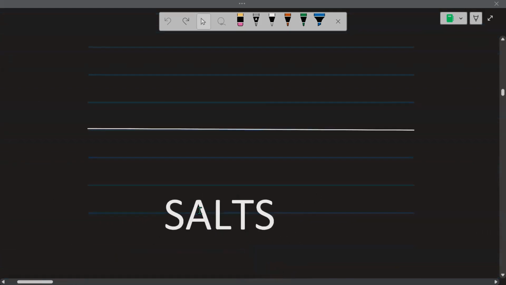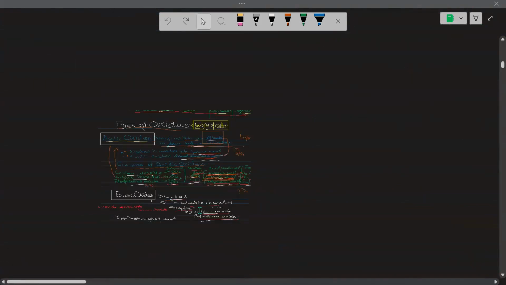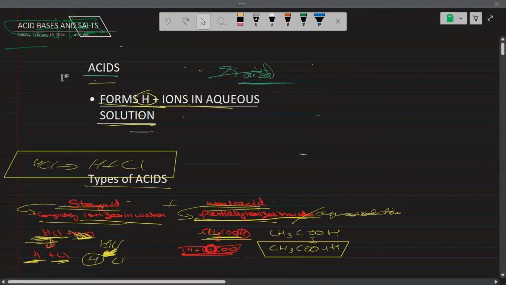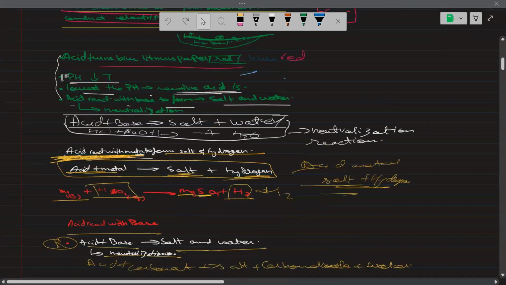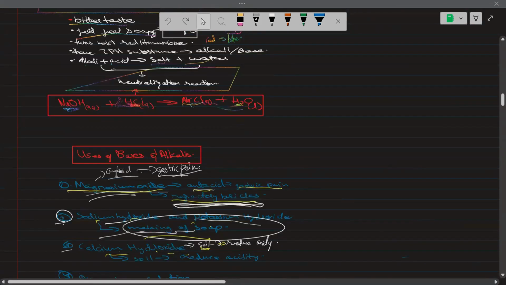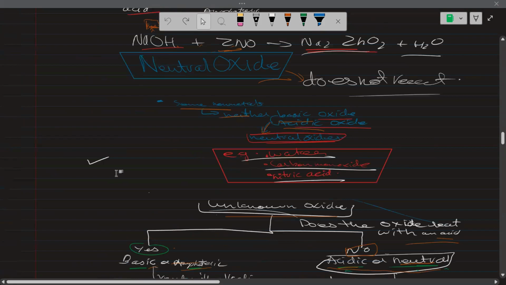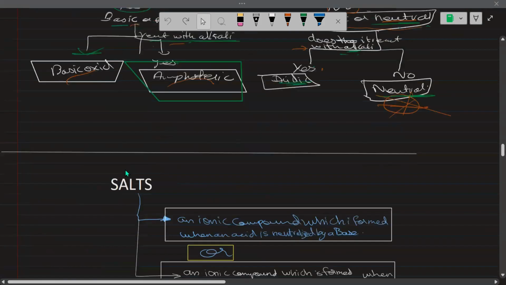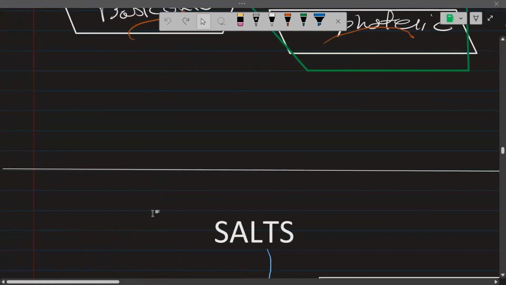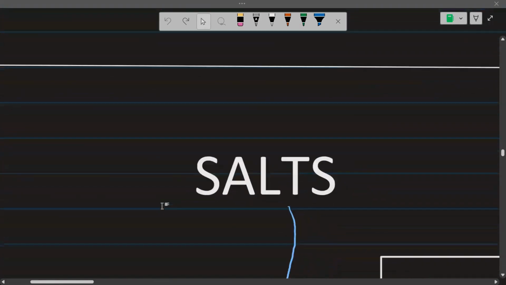In today's lecture, we are going to do our topic salts. We have done acids, bases, and salts in our previous lectures. We have done acids, and we have done bases or alkalis, and also types of oxides, like for example, basic and so on. So now let's do salts, because we are done with the two topics, acids and bases. Now we are going to do salts.